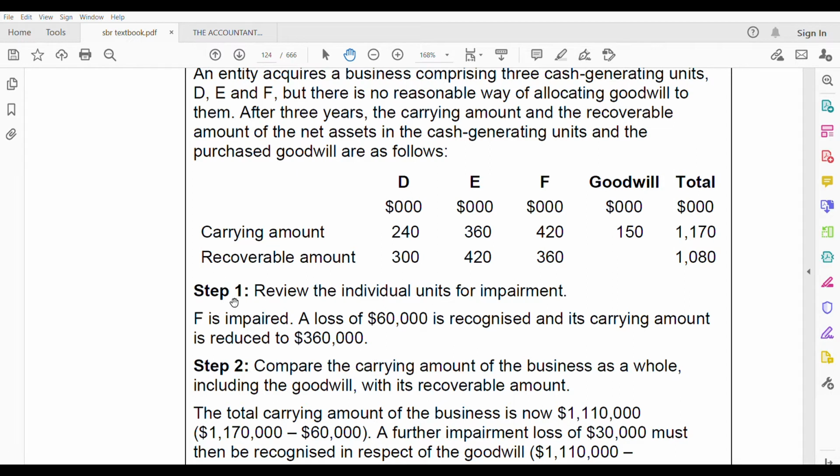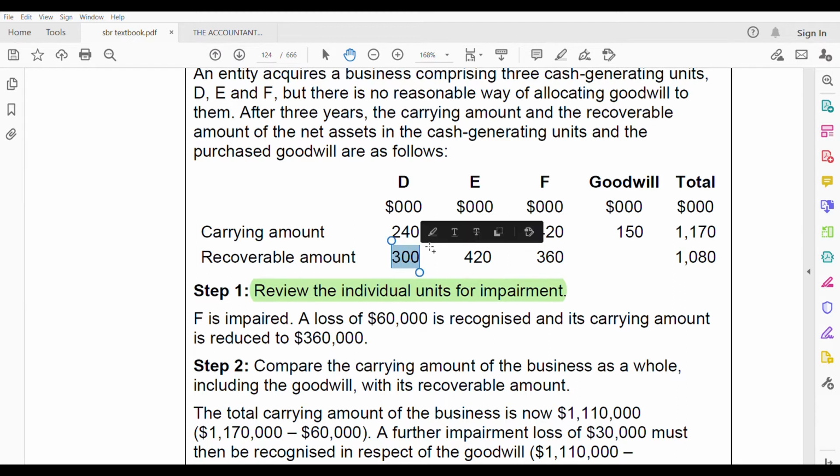Step 1. You need to review the individual units for impairment. It's always this, okay? First, individual units you need to review. Individual units means just see which one has the recoverable amount that is less.